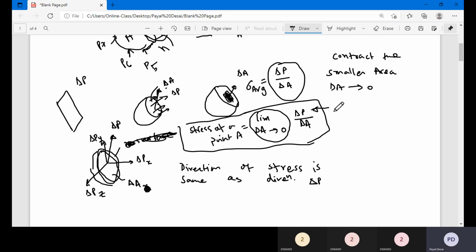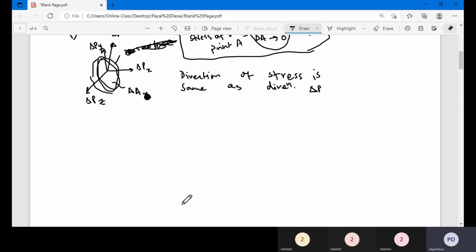So this is an addition. Now this may look like 1 quantity. By definition, stress at a point may look like 1 quantity, that is the limiting value of delta P by delta A as delta A tends to 0. But ideally it is not 1. How many quantities can it have? It can have altogether 9 quantities. And how? Because I will tell you exactly that.